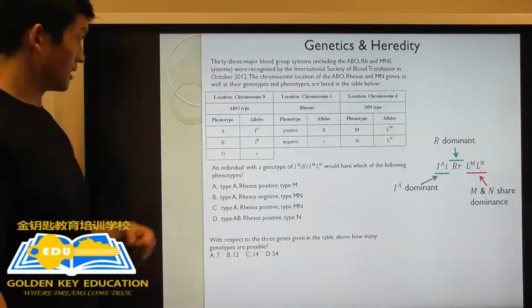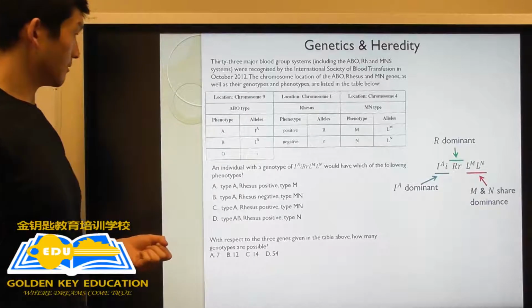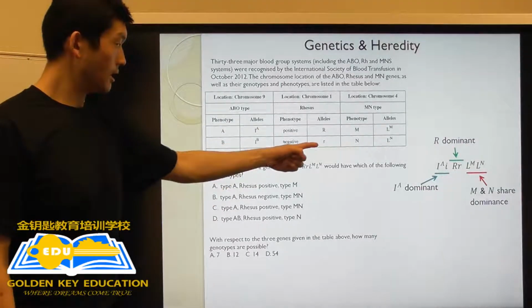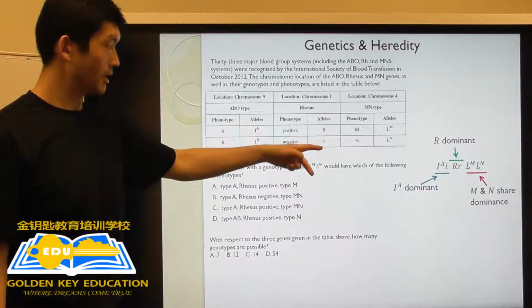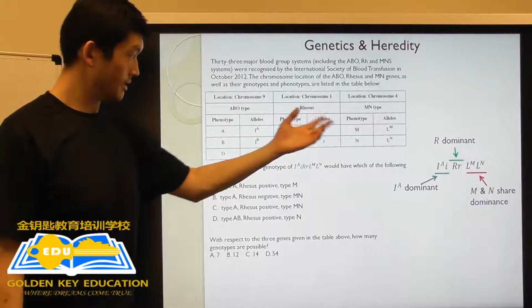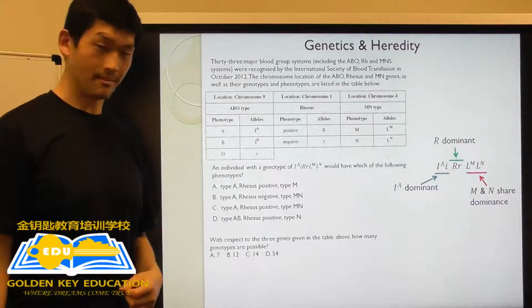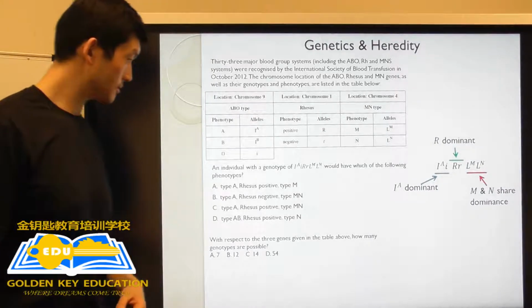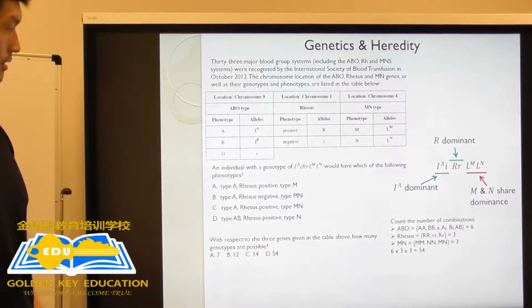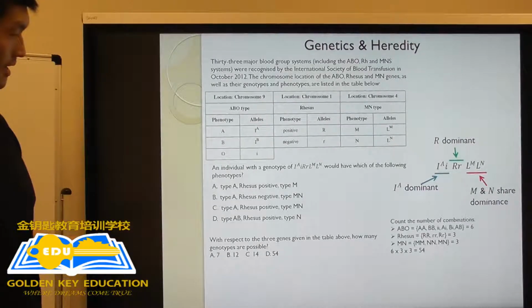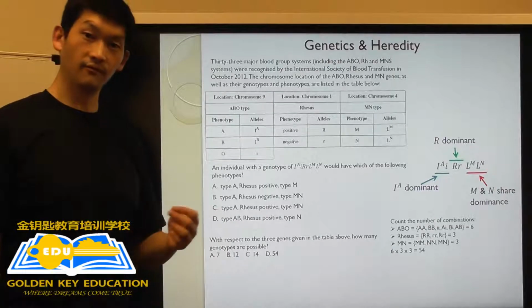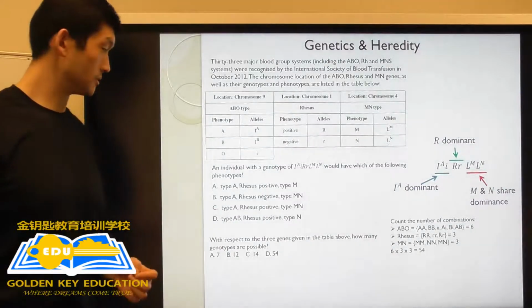Similarly, in the rhesus blood system, there are essentially three combinations: double capital R, double lowercase r, and a capital and a lowercase. And then the same situation with the M and N blood group system. You have three separate combinations. So those are shown below: 6 for the ABO system, 3 for rhesus, 3 for MN. You multiply across those three, and you end up with 54 unique variations.